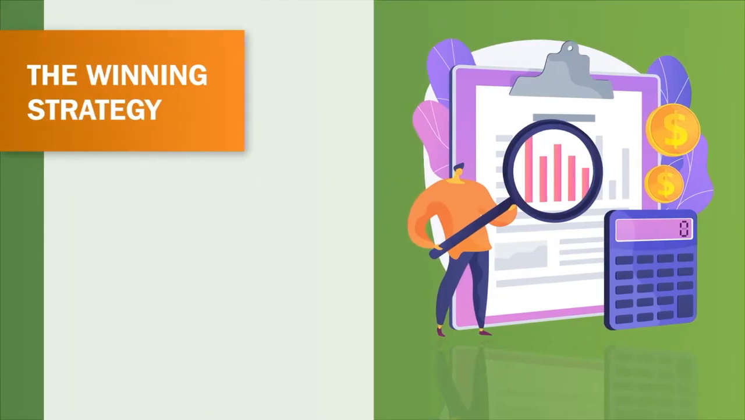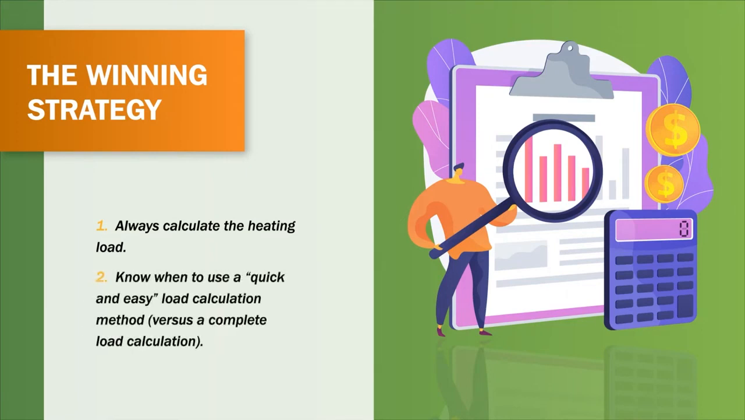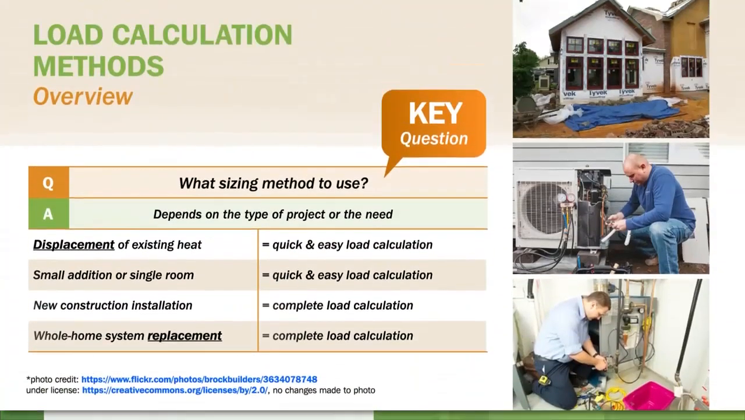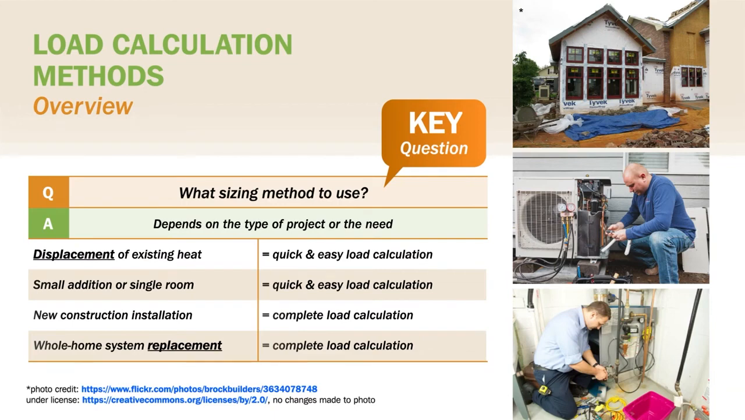With this in mind, the winning strategy involves always making a calculation to determine the heating requirement. Then, knowing when a quick and easy load calculation will suffice or when a complete load calculation is required. What are the times when a quick and easy load calculation will suffice? Anytime your application involves the displacement of an existing heating source, or when you're applying a ductless heat pump to a small addition or single room, a quick and easy load calculation is an acceptable method to use. Anytime your equipment installation is intended to serve the entire home, such as during new construction or retrofit or replacement of an existing home's heating system, a complete load calculation is advised.